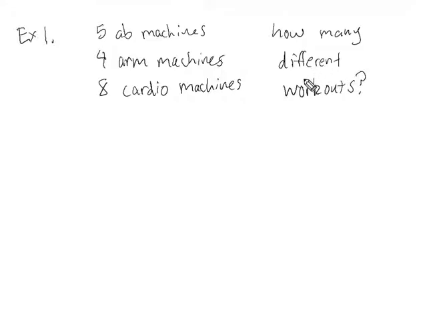Okay, that's the question. And what we're going to do is pick one of these 5 ab machines, combine it with one of the 4 arm machines, and then finally, to finish the workout, we would pick one of the 8 cardio machines. So there's a lot of different combinations here. And the first thing we want to do is just talk about how we would solve this if we did use a tree diagram.